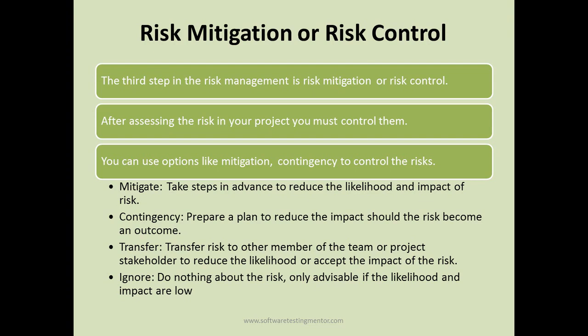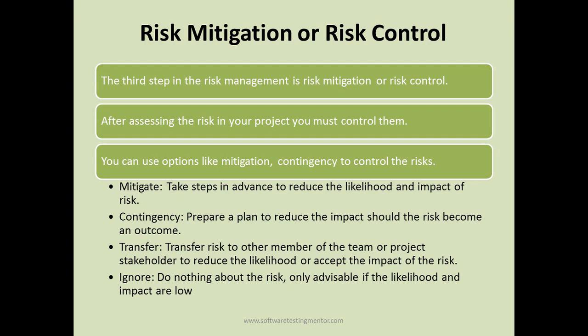Then you can prepare a contingency plan to reduce the impact in case the risk becomes an outcome. So the second control option is to have a contingency plan. So in case the risk becomes an outcome, the impact should be low as compared to the high impact. Then you can also transfer the risk to another member of the team or project or stakeholders to reduce the likelihood or accept the impact of the risk.